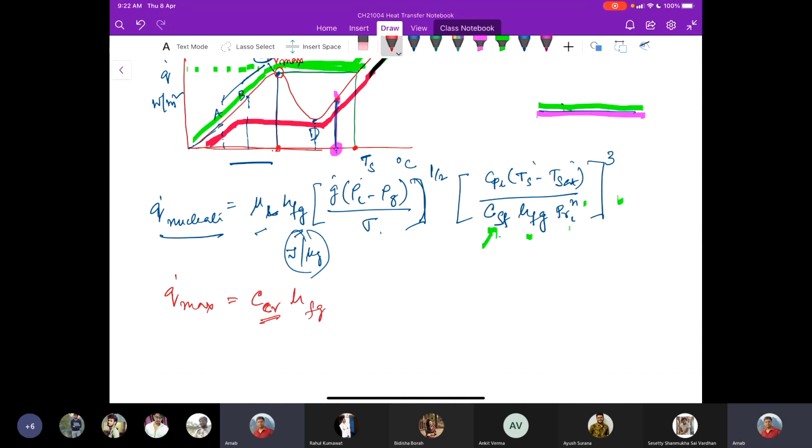multiplied by latent heat of vaporization. Then you have surface tension, gravitational acceleration, rho v square, rho L minus rho V, to the power 1/4. So such kind of correlation. So quite naturally we need not remember all these correlations. Whenever it is required, we refer to the reference book and get it done.